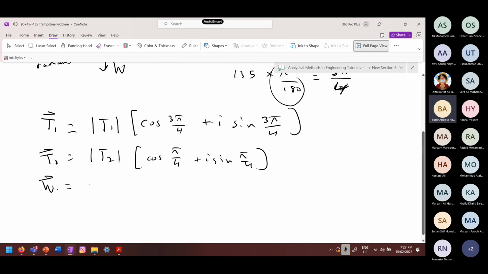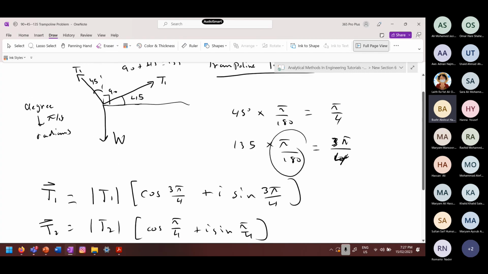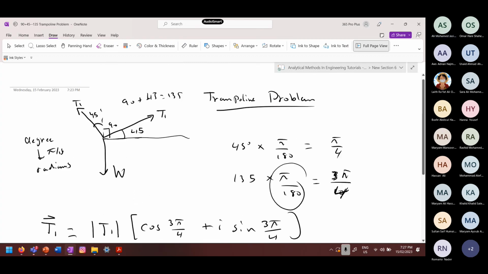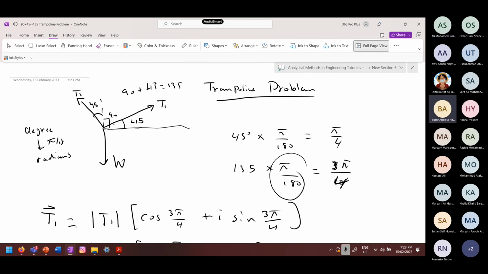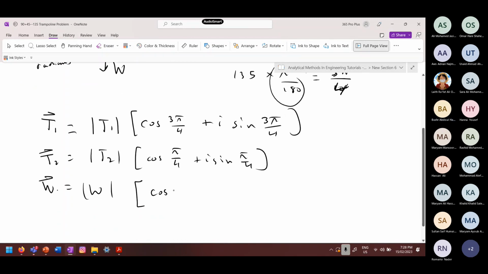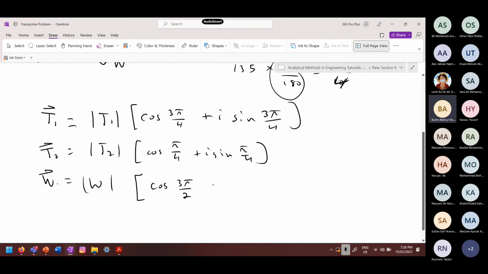As for W, the magnitude of W, cosine. Do you know what angle this is? You can count them. You have a 0 here, pi over 2, pi, 3 pi over 2. Okay, we'll get 3 pi over 2 plus i sine 3 pi over 2.